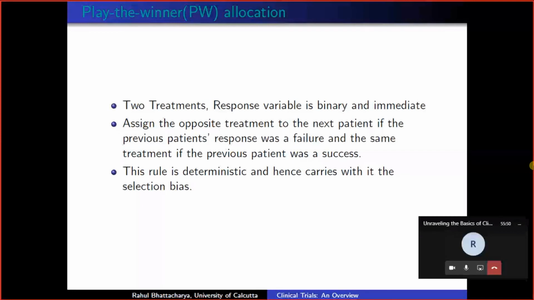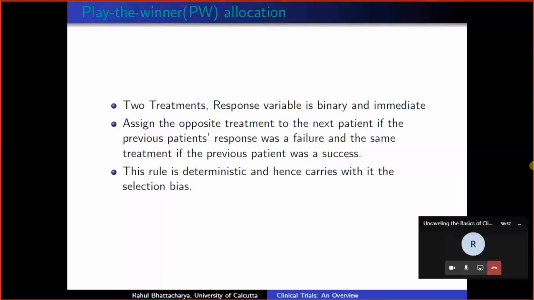But the problem is that this rule is deterministic. Why deterministic? Deterministic means if you know that the patient response for this treatment is a success, the next patient's allocation is determined. If a patient assigned to treatment 1 has a success, then definitely the next patient will be assigned to treatment 1. So this means your allocation is not concealed and your allocation is deterministic. And whenever there is some deterministic allocation, there is a scope of selection bias. So this rule, though appealing and ethical, is not good enough.